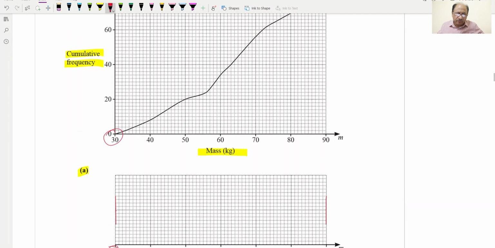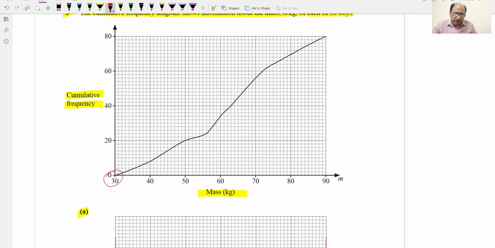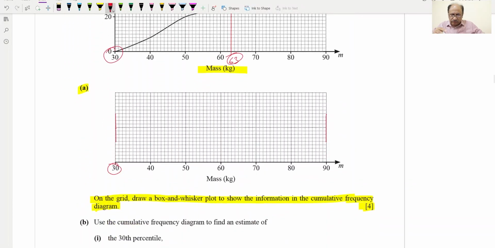Now we can check for the median. The reference of 40 will be the median. This is 63, so we take the reference of 63 and draw a line. This line is showing 63. I am showing the reference also from here, and this is the median.